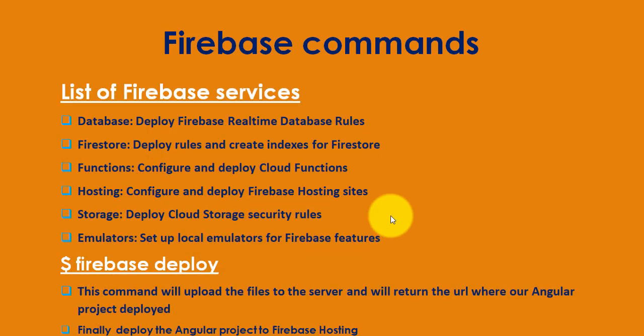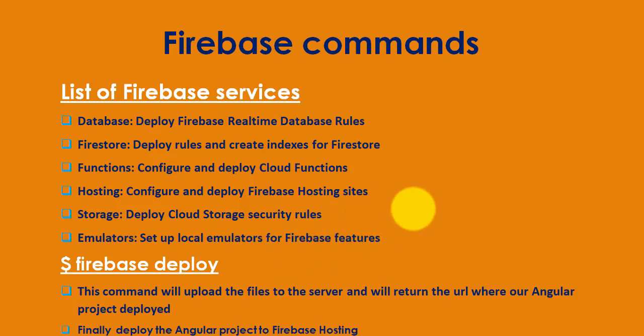Okay, now the list of Firebase services we have used: database, Firestore, functions, hosting, storage, and emulators. With database, basically you deploy Firebase real-time database rules, and for storage, deploy rules and create indexes for Firestore. Functions configure and deploy cloud functions. Hosting, which one I have used in this project, configures and deploys Firebase hosting sites. Storage is basically for deploying cloud storage security rules, and emulators are a set of local emulators for Firebase features.